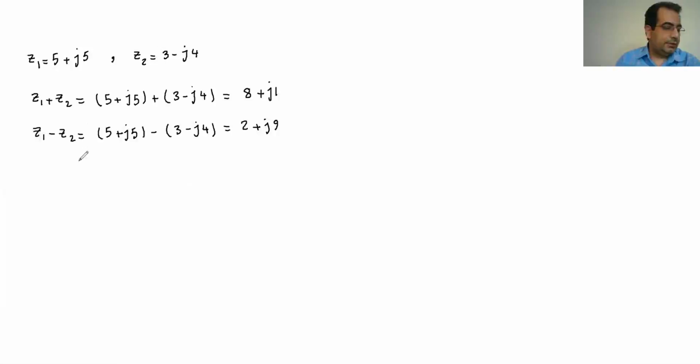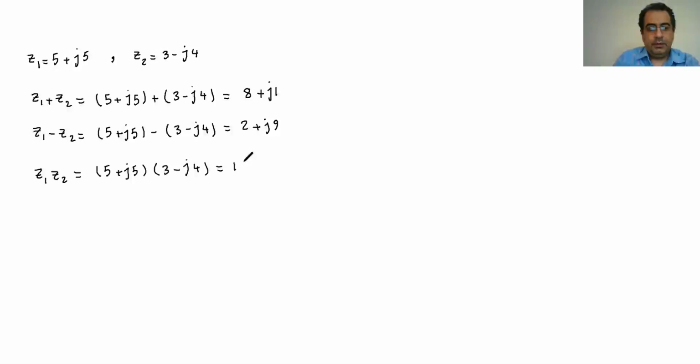When it comes to multiplication, to multiply them or to divide them is going to be a little bit different. It's going to be another story. I will show you how we will do that in this rectangular form, but later on I will show you it's much easier to use another form rather than the rectangular form. So the z1 and z2, if I want to multiply them, it's going to be 5 plus j5 times 3 minus j4, and then you just expand it and multiply term by term.